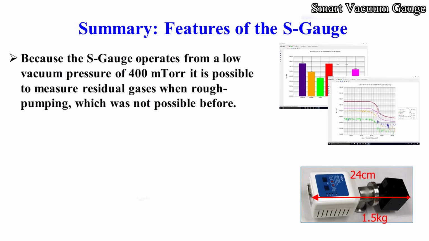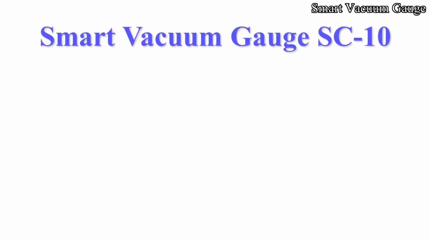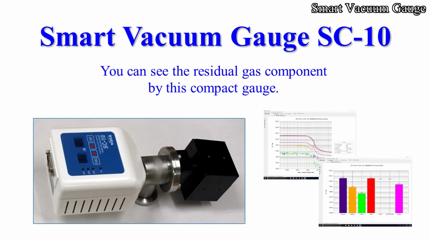Because the S-Gauge operates from a low vacuum pressure of 400 millitorr, it is possible to measure residual gases when rough pumping, which was not possible before. The S-Gauge has no filament, which makes it tough and strongly resistant to contamination. If it does become contaminated, it is also easy to maintain and clean by the user. Vista Corporation believes the S-Gauge, which can measure total vacuum pressure and component gas partial pressures by a single unit, will be useful to everyone.